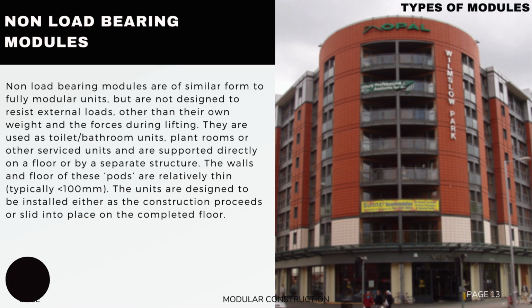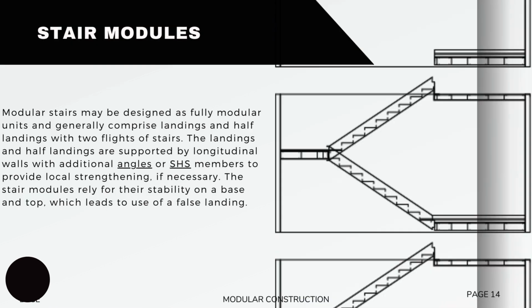They are used as toilet or bathroom units, plant rooms, or other service units and are supported directly on a floor or by a separate structure. The units are designed to be installed either as the construction process proceeds or slid into place on the complete floor. So also we have the stair modules.